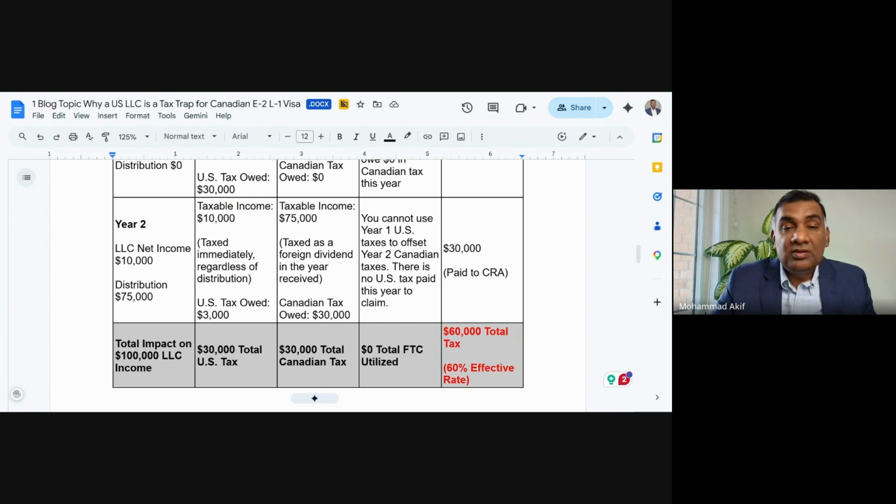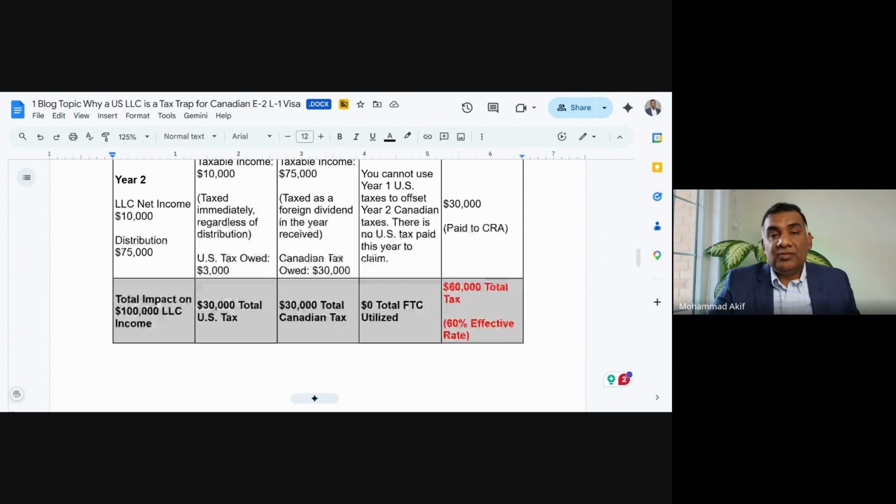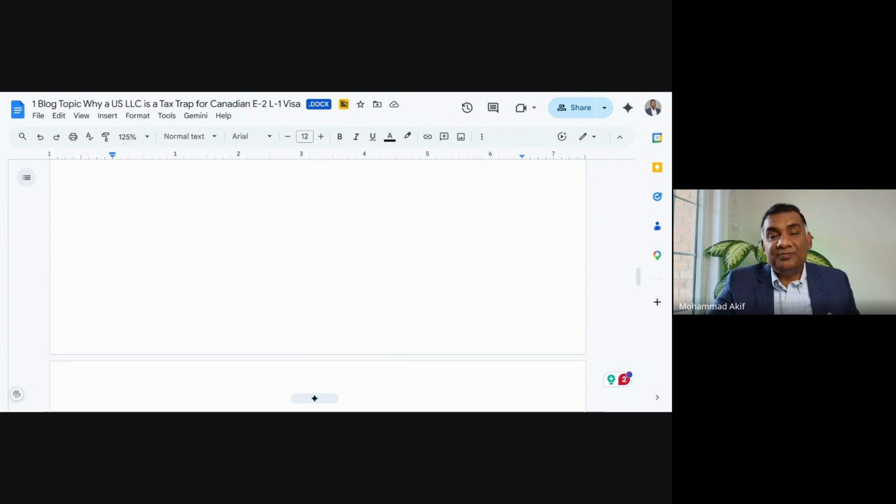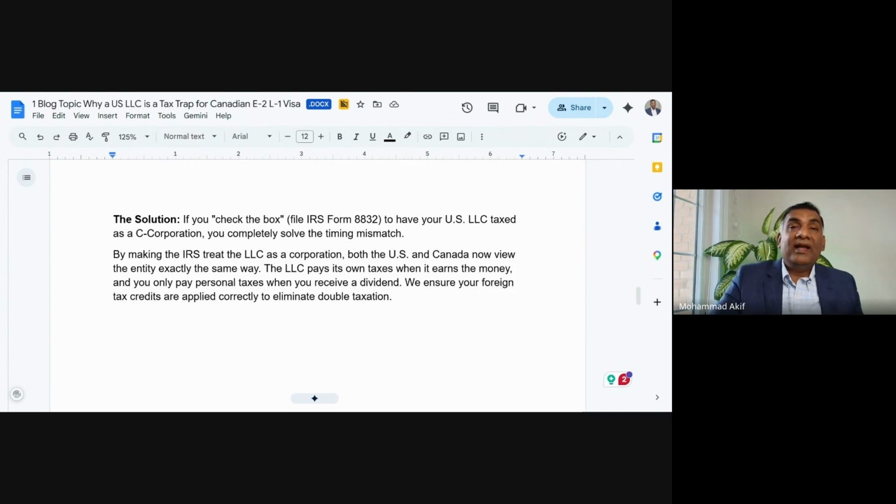Now let's talk about the solution. How can we solve this issue? We can solve this issue by having this LLC taxed as a corporation on the US side. There's a form called 8832. Once we file that form, we convert the tax status of the LLC from disregarded, from a pass-through, to a corporation, which is similar to what Canada has. Canada is recognizing this LLC as a corporation. Now the US is recognizing this LLC as a corporation.